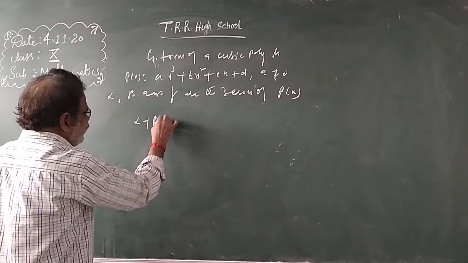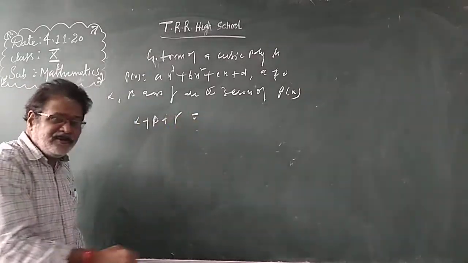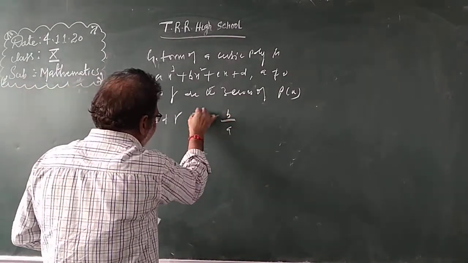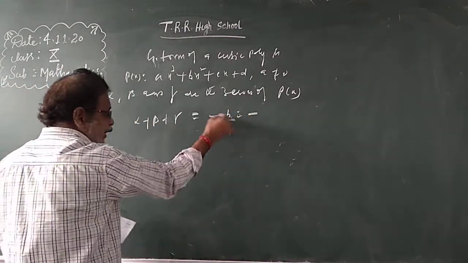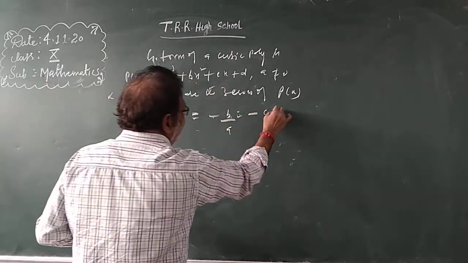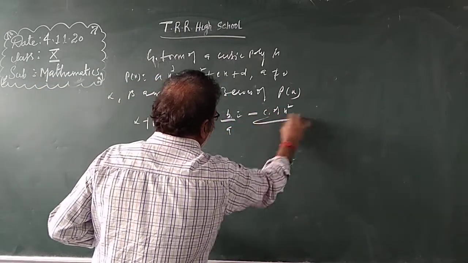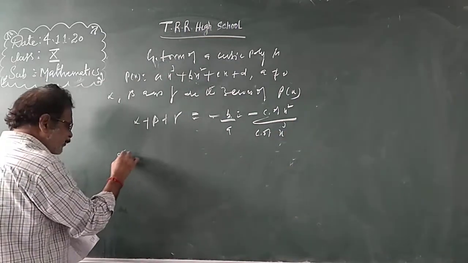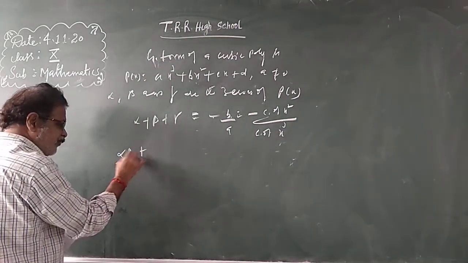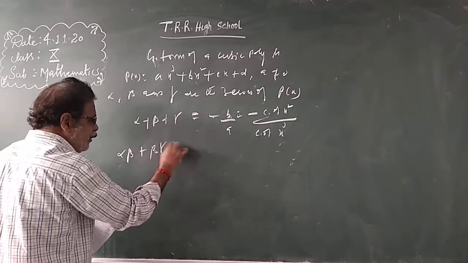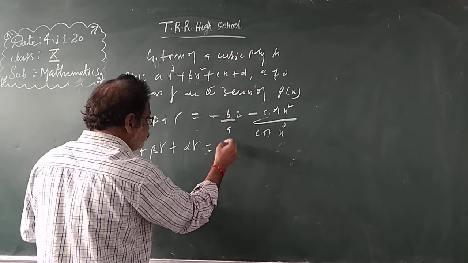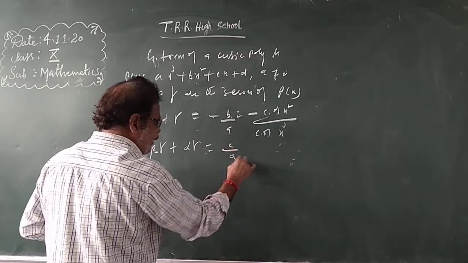Yesterday I derived some of these relations. Alpha plus beta plus gamma, the sum of the 3 zeros. When you add the 3 zeros, how much did we get? We got minus b by a. What is b? Coefficient of x square, by coefficient of x cube. And also, the sum of the products of any 2 zeros, alpha beta plus beta gamma plus alpha gamma, we got as c by a.